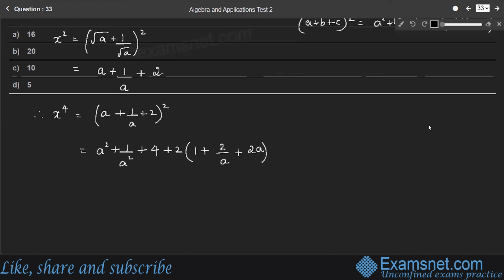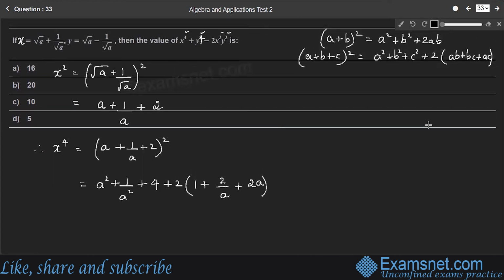So now we have x square and x to the power of 4. Let us consider y square. Y square is equal to (root a minus 1 by root a) the whole square, since y is root a minus 1 by root a, which is given.